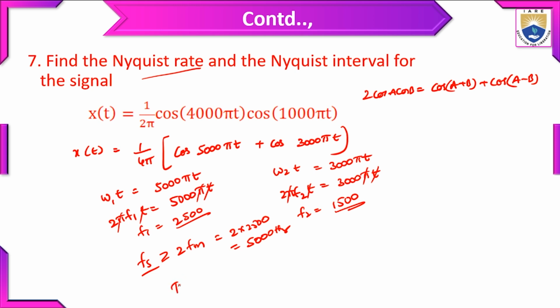And the Nyquist interval Ts is equal to 1 by Fs, that is nothing but 1 by 5000 Hz. Then it is 0.2 millisecond. So this is the way to solve this one. Okay.